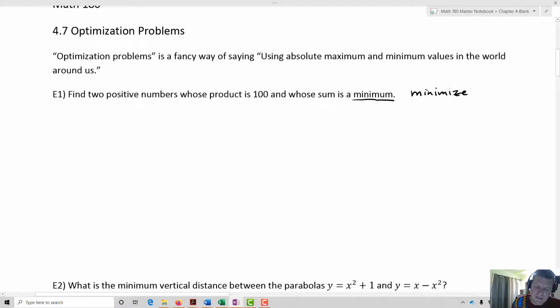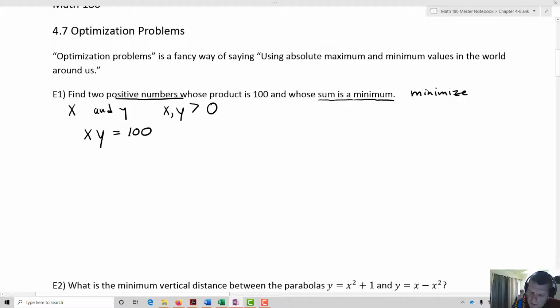Now, let's find two positive numbers whose product is 100. So let's choose our numbers. We'll call our numbers x and y, and let's consider that they have to both be positive. So x and y must be greater than 0. And what we know is x times y, because they're positive, will equal 100, and we want to minimize their sum.